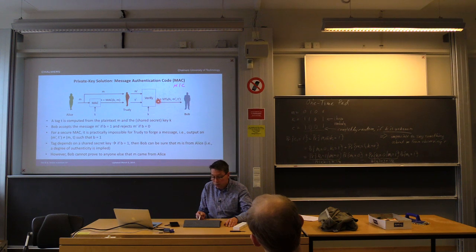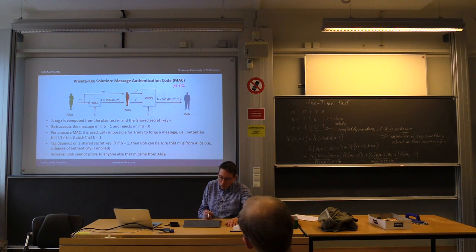And if B is equal to 1, then Bob can trust that M prime is equal to M, that Trudy has not changed it. If B is equal to 0, it means that M prime and T prime look suspicious. Let's throw them away. So that means that Bob accepts the message M prime if B is equal to 1 and rejects it if B is equal to 0.